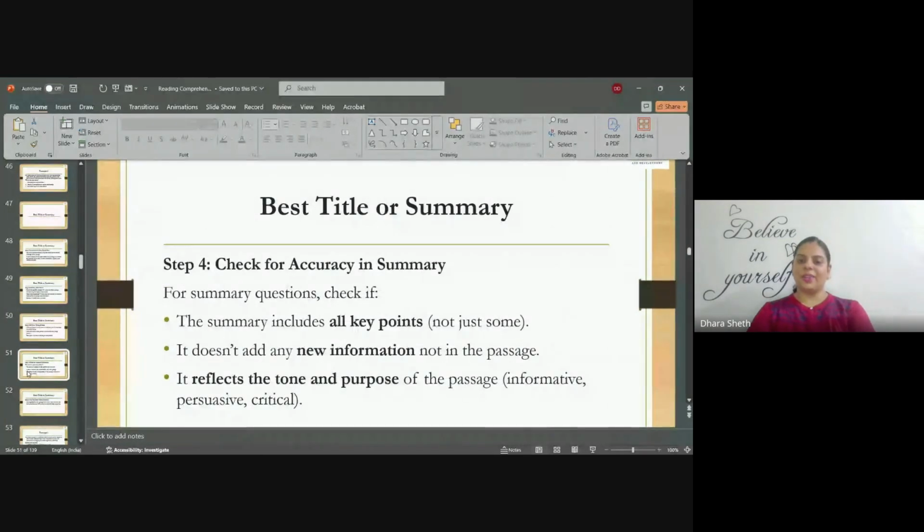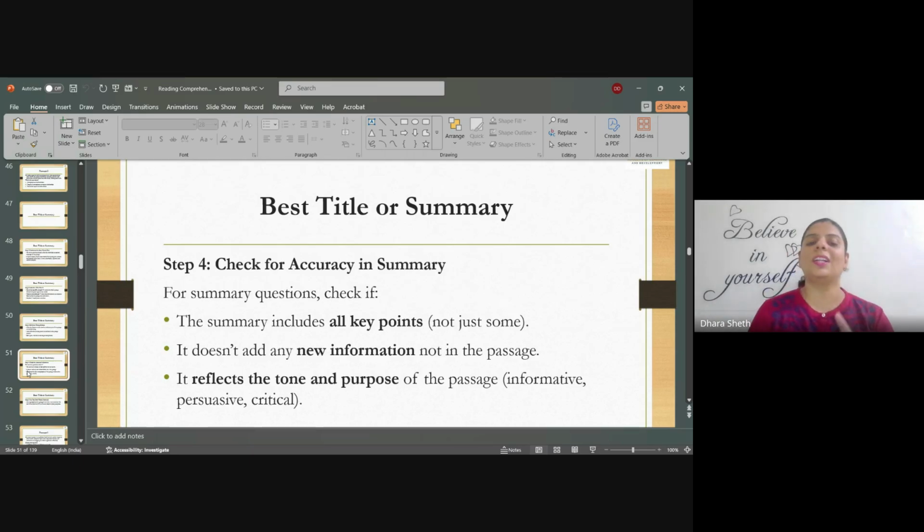Check for accuracy. If it's a summary question, that is, is this the correct summary of the passage, then you need to see that all the key points are included. Because it is a summary of the passage, all the points from the starting to the ending matter. Like I said, after every 5 lines, just summarize that in your own words and you will be able to understand the summary of the entire passage.